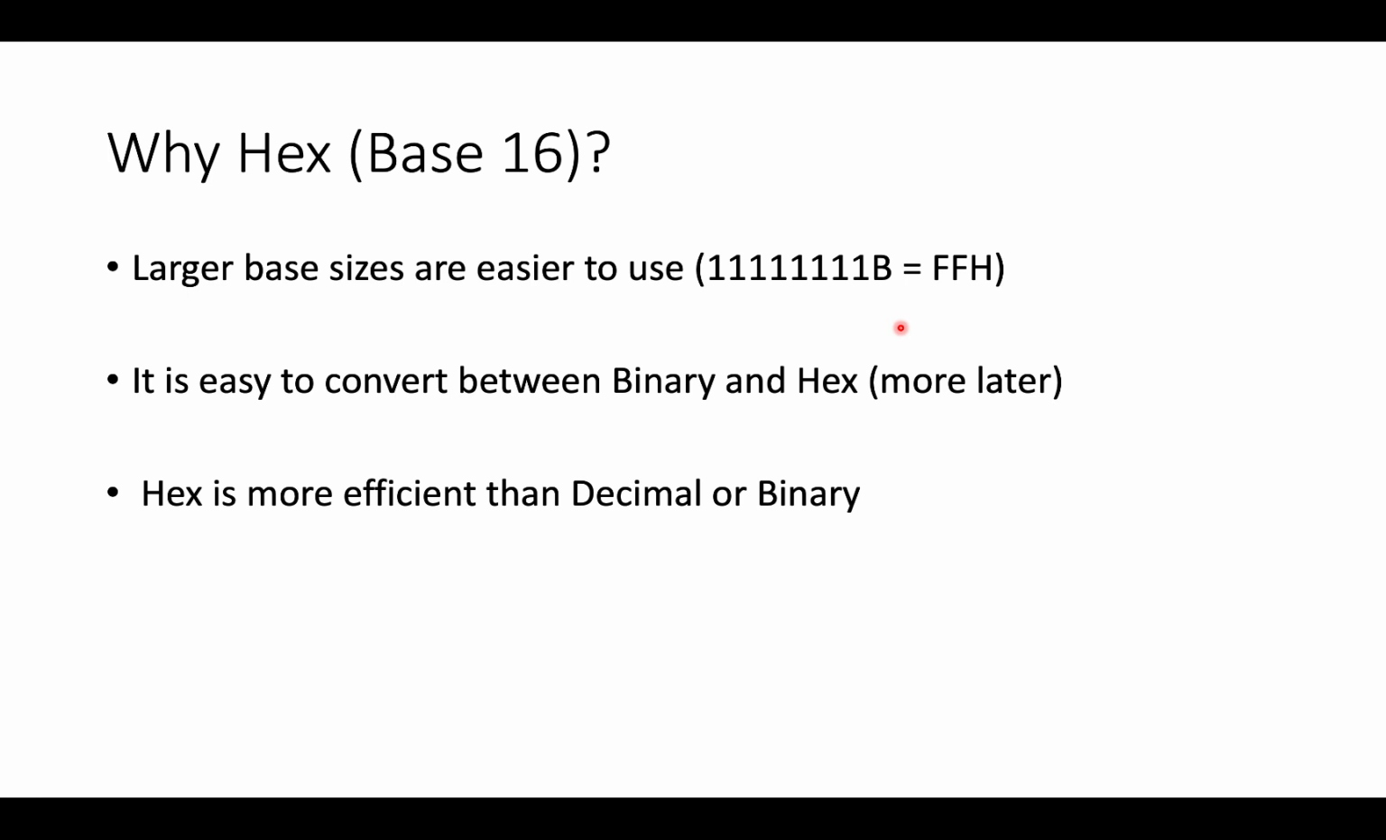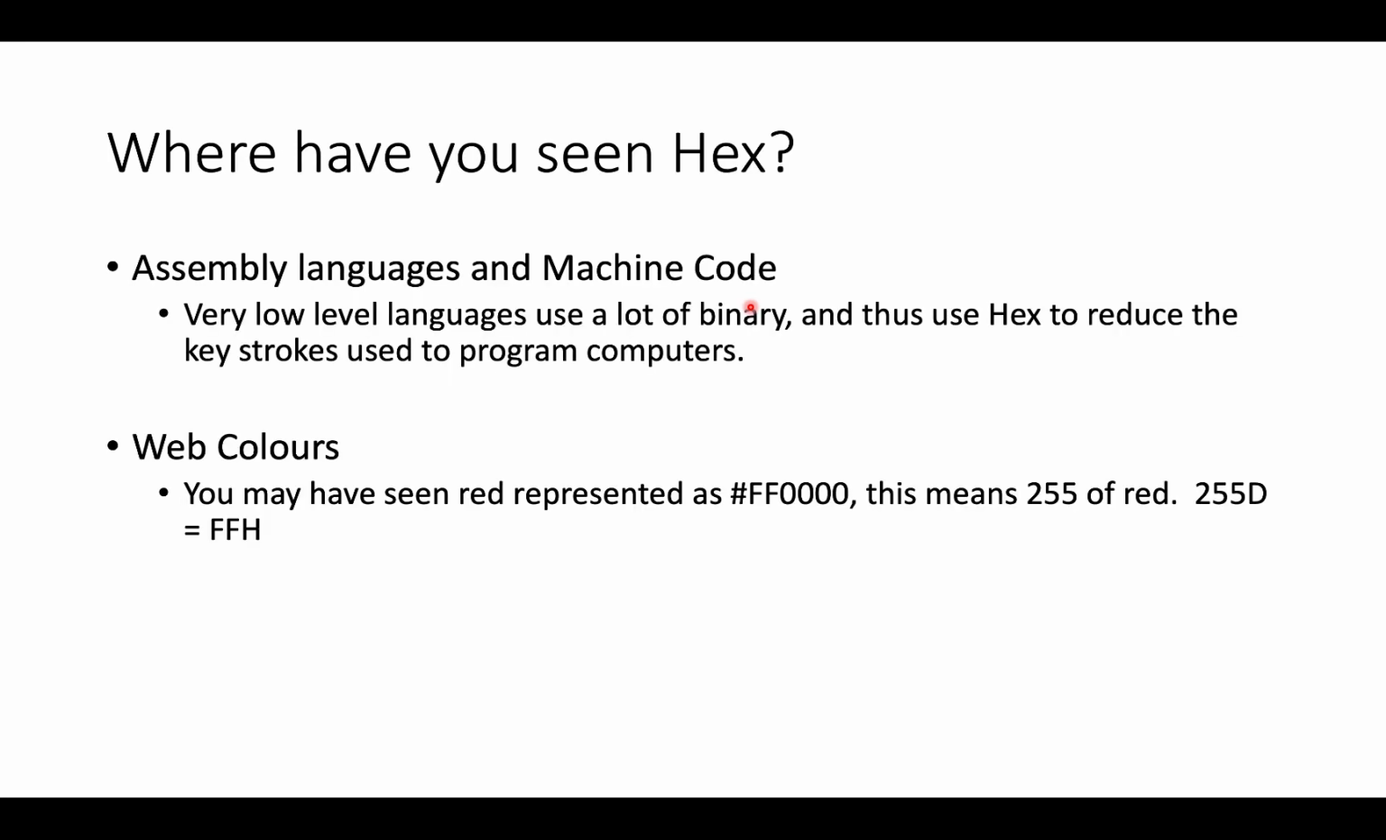And hex is more efficient than decimal because, again, if we were to have 255 in decimal, well, that's 3 keys, or in hex, it's 2 keys. Okay? So that's why we're using hex in computer science. Now, you may have already seen hex in computer science. We haven't done a lot of machine code or assembly languages, but when we come onto that, you will see them. We use hex all the time.